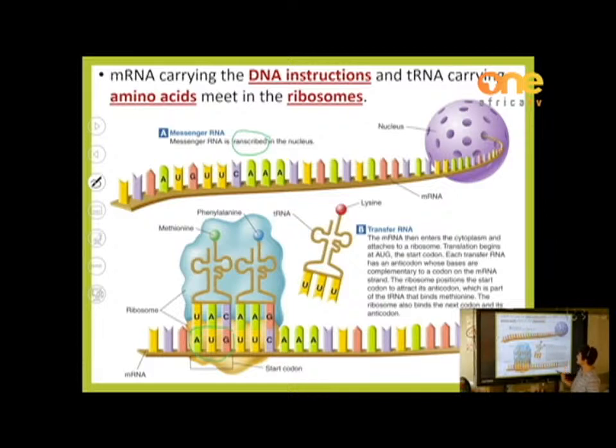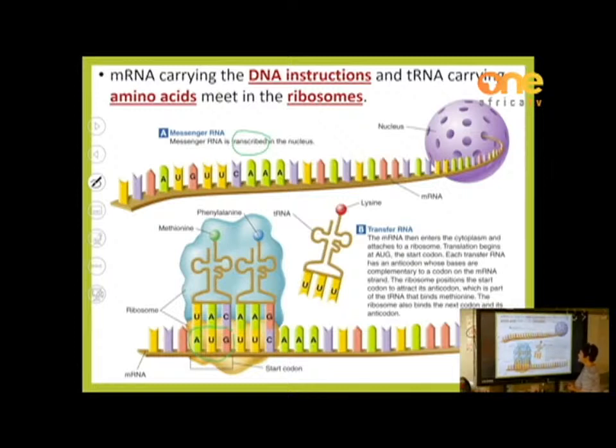by tRNA. The mRNA enters the cytoplasm attached to a ribosome. Translation begins at AUG, which is a start codon. Each transfer RNA, tRNA, has an anticodon whose bases are complementary to a codon on the mRNA strand. The ribosome positions the start codon to attract its anticodon, which is part of the tRNA, which binds methionine.